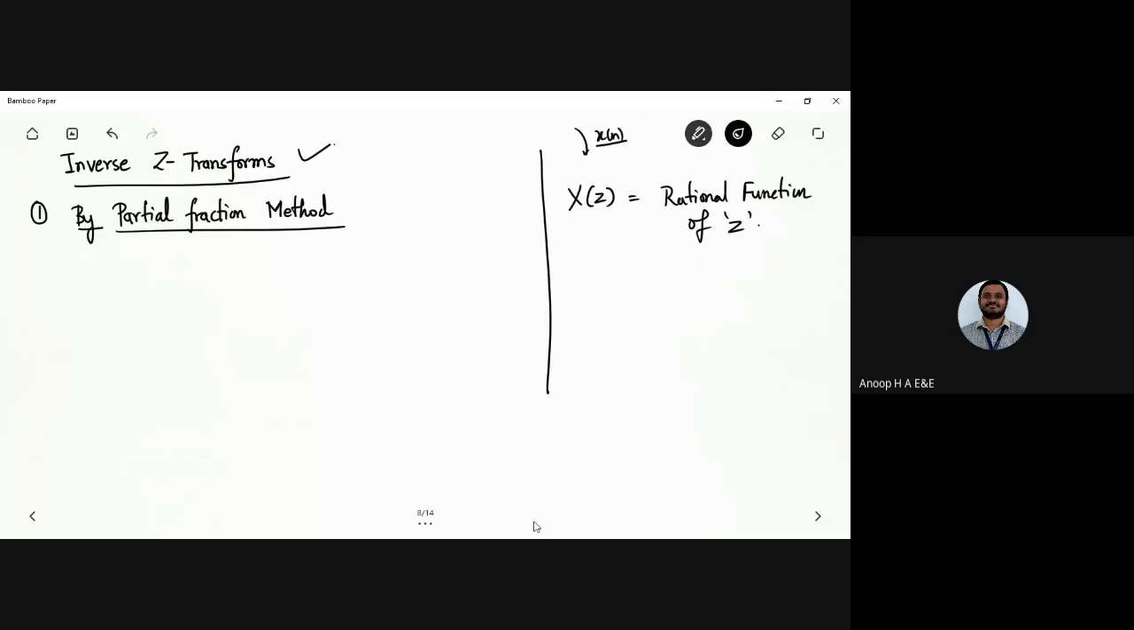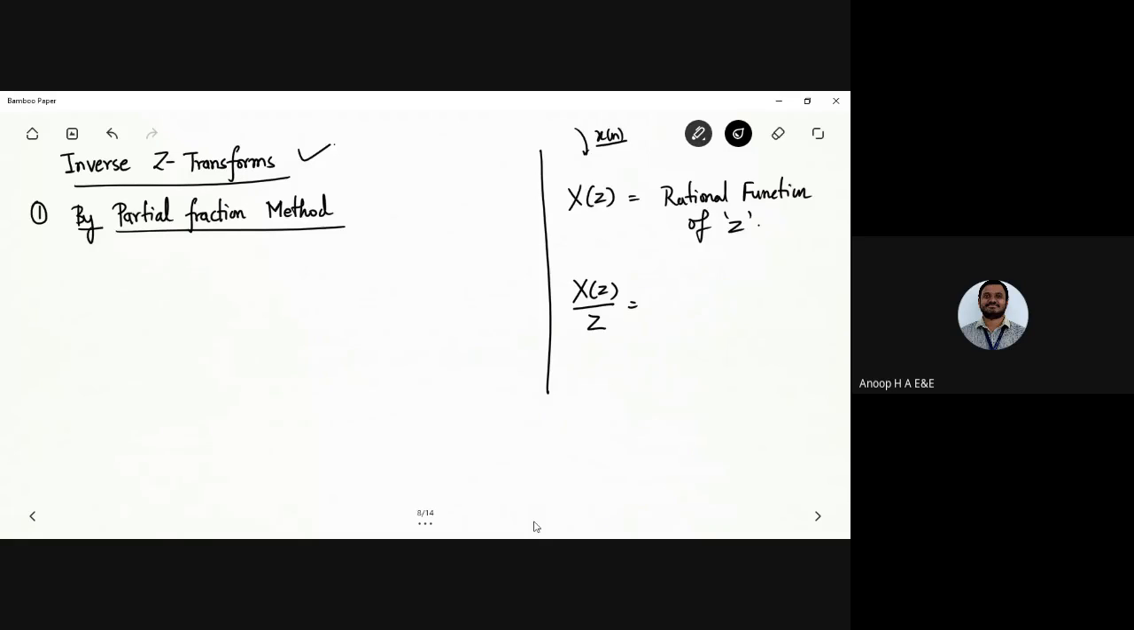Now you can generally notice that in any of the given problems, you need to take x of z divided by z. The partial fraction expansion is performed by taking x of z by z. If z appears in the numerator term, you can take it as a common factor and divide it with the left hand side term.